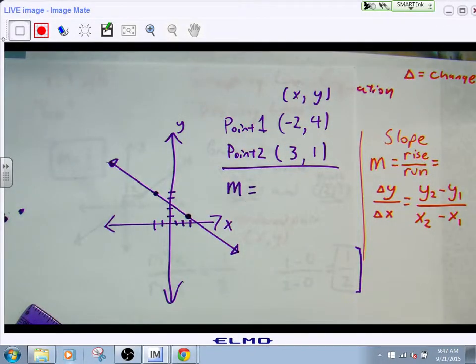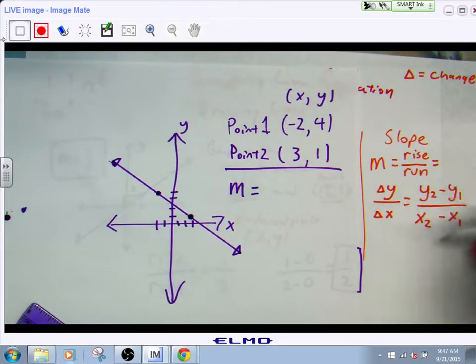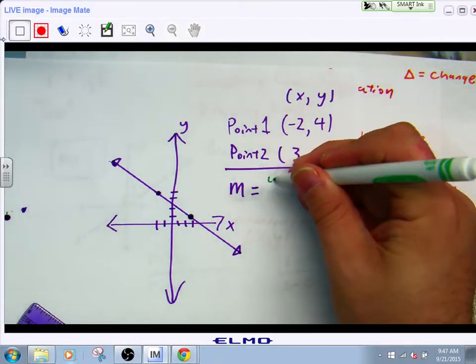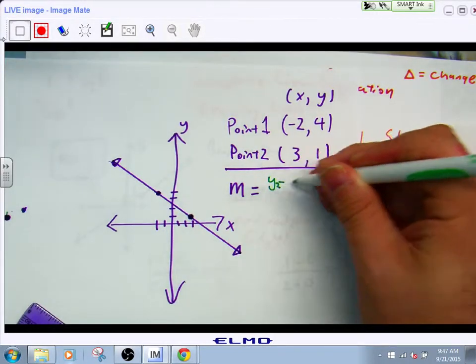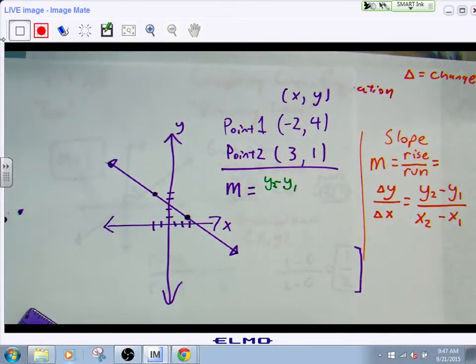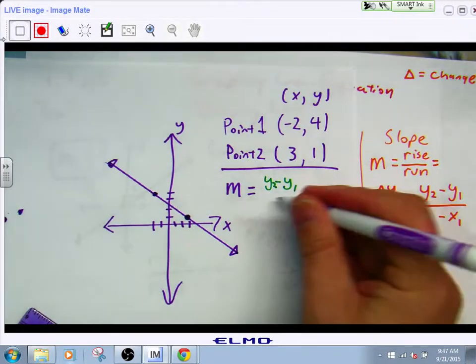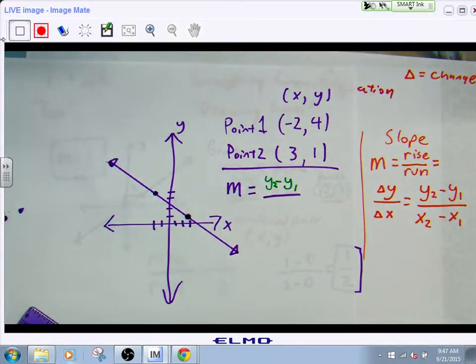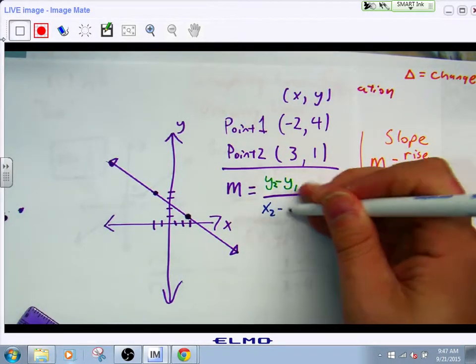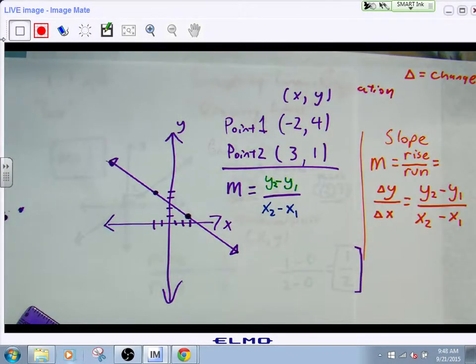And so, I'm going to do it a couple ways. I'm going to do it algebraically first this time. I'm going to use algebra. So this time I'm going to look, I have y2 minus y1, and that's going to be over x2 minus x1, because that's the formula that I need to know.